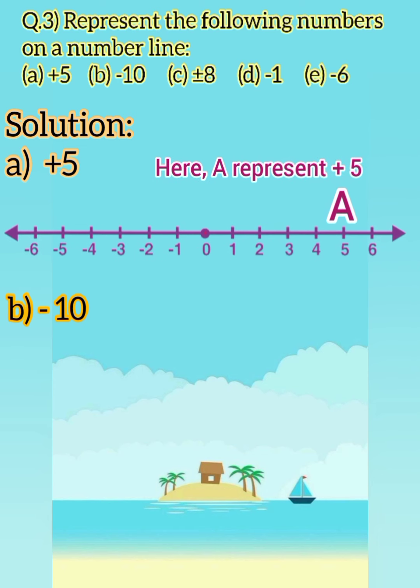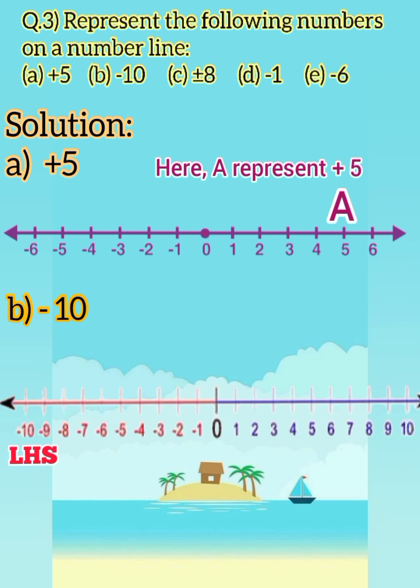Sub-question B, minus 10. Here, as you all know, minus 10 is a negative integer. Okay, so minus 10 is a negative number, and a negative number is always plotted on left hand side. So what we can do here, first we will draw a number line, and on this number line, left hand side, we will write B. Okay, so here B represents minus 10. Isn't it so simple? Yes, my dear students. Now let's solve another sub-question.